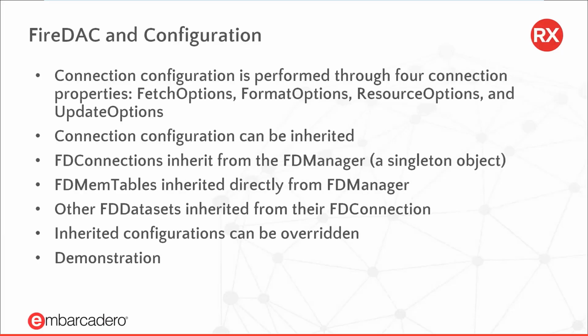FireDAC and configuration. Connection configuration is performed through 4 connection properties. These are fetch options, format options, resource options, and update options. Connection configuration can be inherited. FD connections inherit from the FD manager, which, as I mentioned, is a singleton object. The FD mem tables inherit directly from FD manager, and other FD datasets inherit from their FD connection. Inherited configuration settings can be overridden, so you can customize individual FD datasets. Let's go take a look at that.